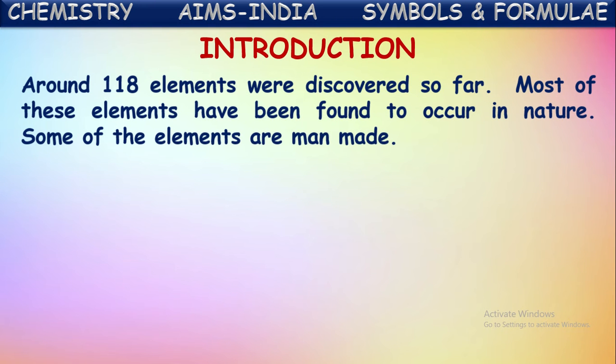We know that around 118 elements have been discovered so far. Most of these elements have been found to occur in nature. Some of the elements are man-made, meaning derived from already existing elements. They are also called synthetic elements.